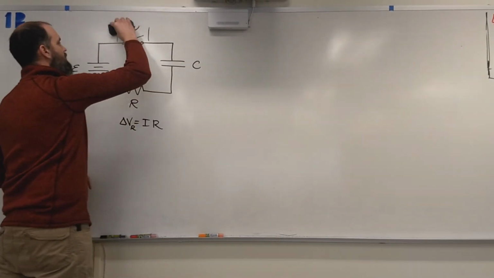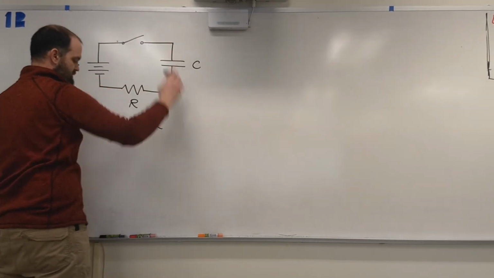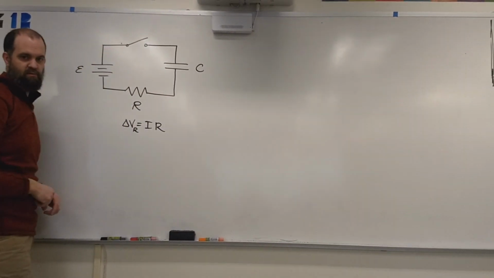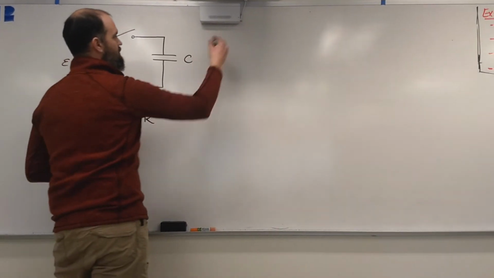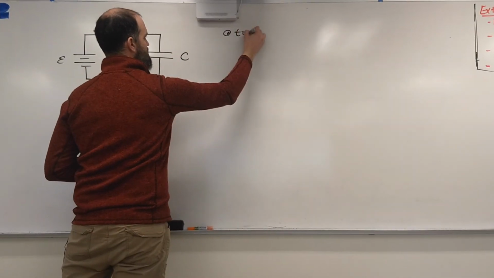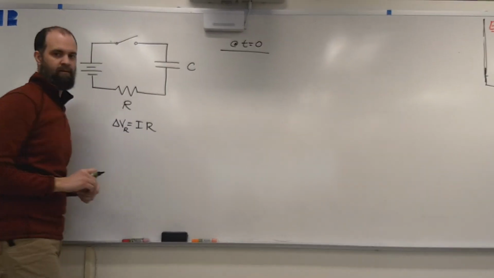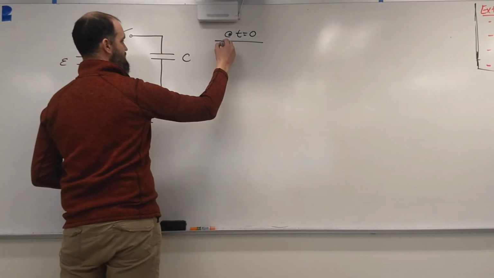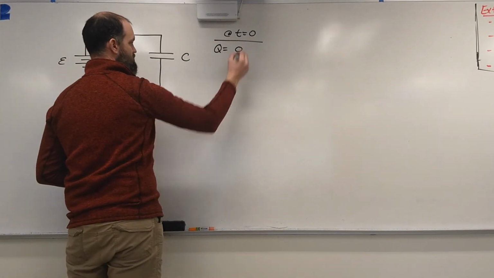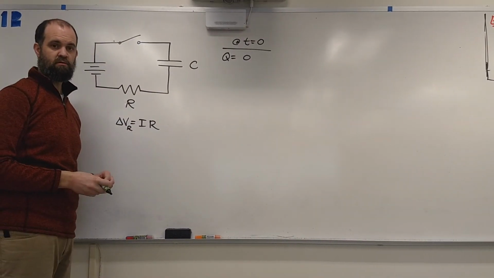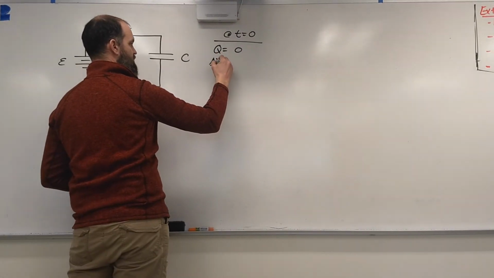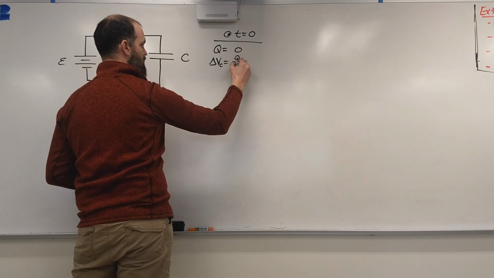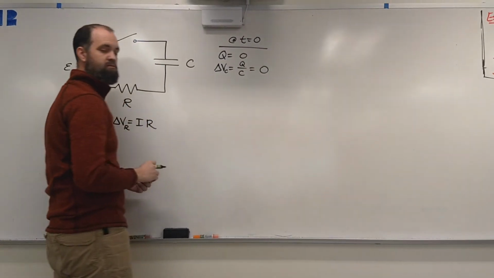All right. Now, let's say that at time 0, we close that switch. So, at time 0, what is happening? Well, the capacitor at time 0 has no charge. It's uncharged. Which means, as we just said before, the potential difference, which is equal to Q over C, must also be 0.